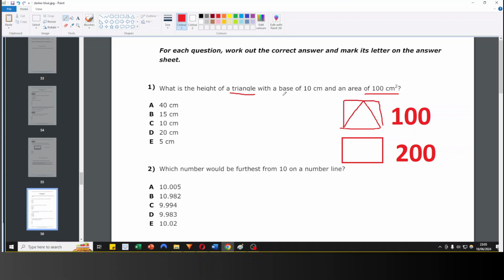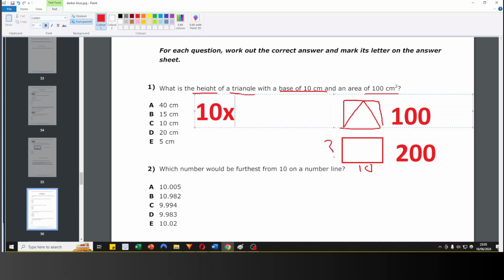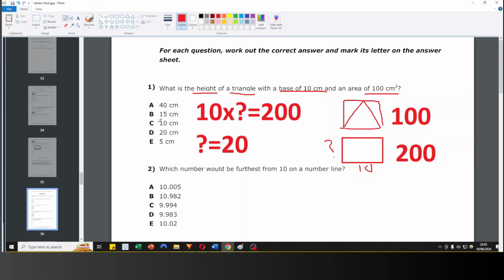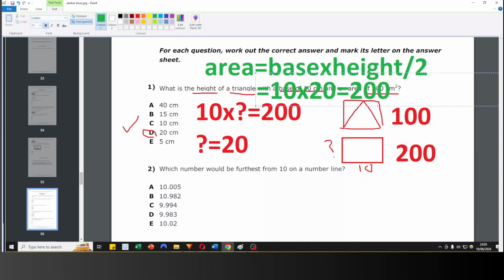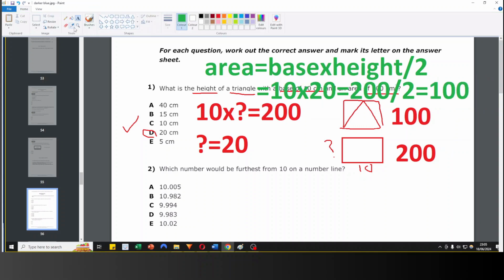So we have the base is 10, put it here. The height is what? Well, think of it. What times 10 equals 200? And the answer is 20. And that is the answer. Tick. You can always check the answer just by doing the reverse. Area for a triangle is base times height divide by 2. Which means 10 times 20, which is 200. Then you divide by 2, which is 100. So it is the same thing.